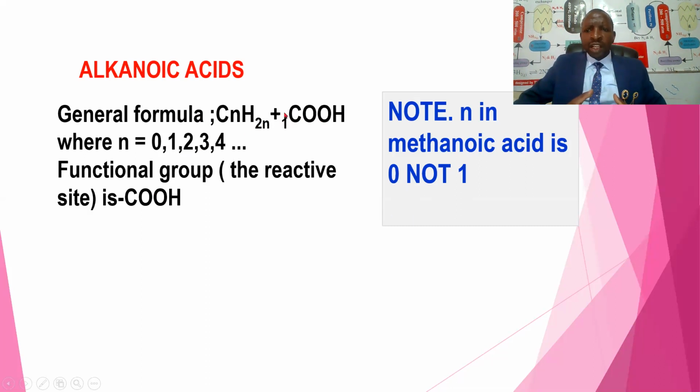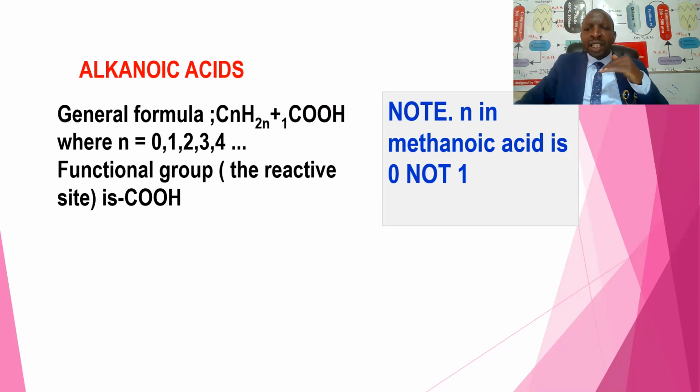A student might wonder, because we know that the names of organic compounds are derived from Greek roots, and one of the Greek roots in the prefix is meth. Meth means 1, meaning that methanoic should have 1 carbon atom. So I want to unpack the rationale behind that. First of all, the functional group in alkanoic acid is the carboxyl group, and the carboxyl group already has 1 carbon atom. That is the rationale for why in methanoic acid n will be 0 and not 1: the one carbon atom is already captured in the functional group, which is taken care of in the general formula.